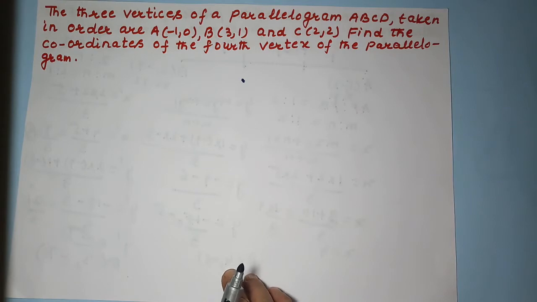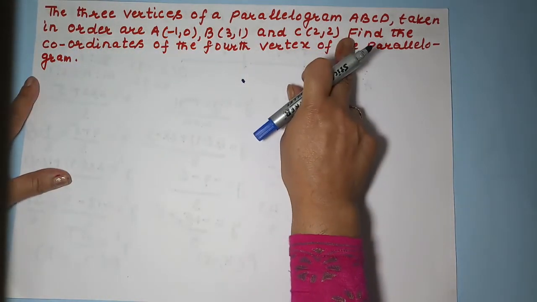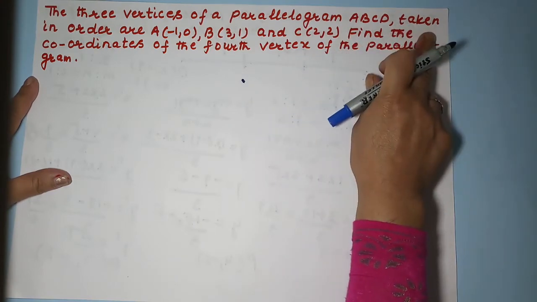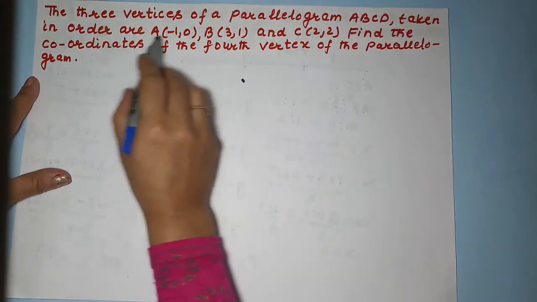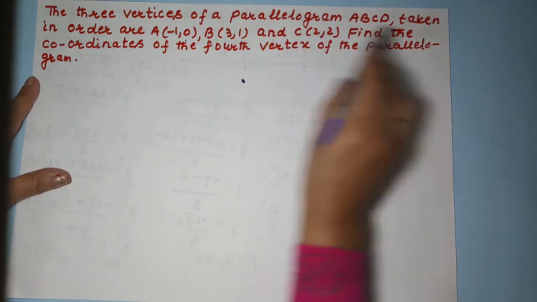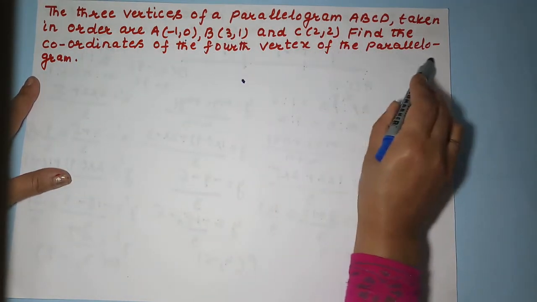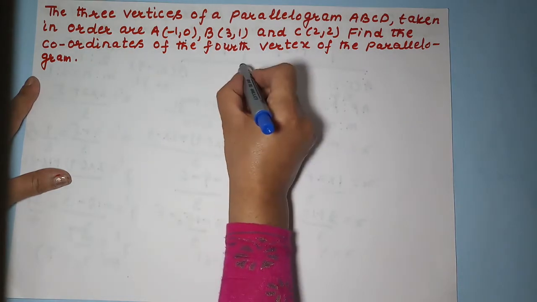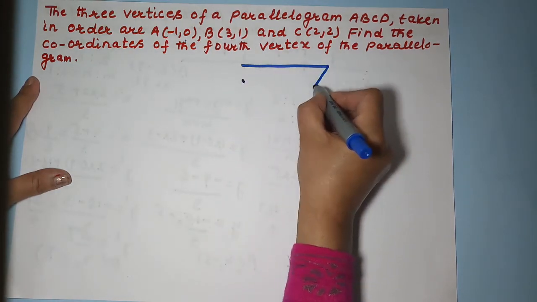Another question. Here he is saying that the three vertices of parallelogram ABCD, which are taken in order, are this, this and this. Find the coordinates of the fourth vertex of the parallelogram. So let's make a parallelogram.